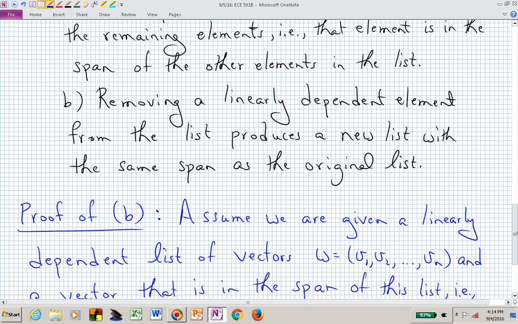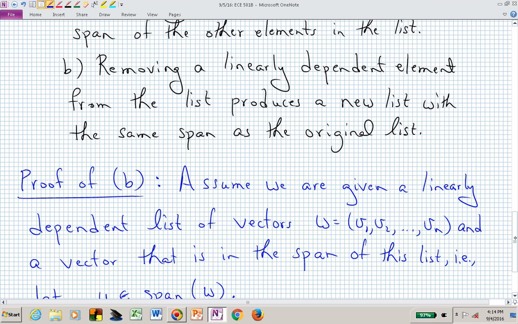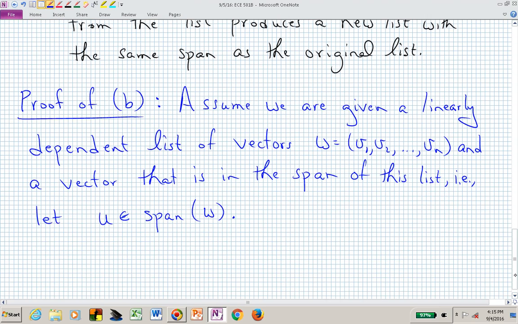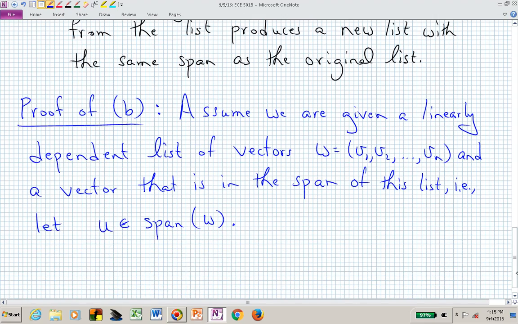Let's look at proving this removal of an element or a vector from a list to generate a new list that has the same ability to span the same space as the original list. To do that, let's assume that we are given a linearly dependent list of vectors. That's just what we're assuming. So that's okay. We can just call that list W, and it's made up of n vectors, v1, v2, up to v sub n.